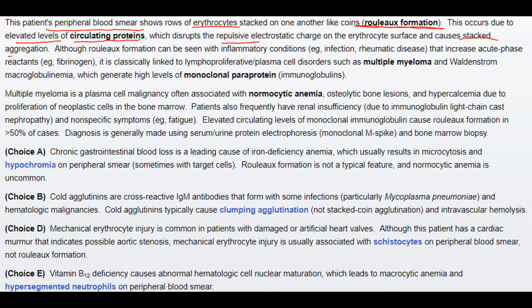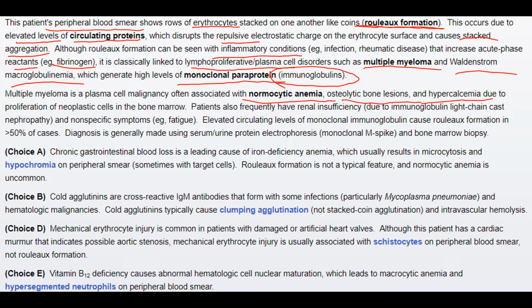and cause stacked aggregation. Although rouleaux formation can be seen with inflammatory conditions, for example infection and rheumatic disease that increase acute phase reactants, for example fibrinogen, it is classically linked to lymphoproliferative or plasma cell disorders such as multiple myeloma and Waldenstrom macroglobulinemia, which generate high levels of monoclonal paraprotein that are immunoglobulins. Multiple myeloma is a plasma cell malignancy often associated with normocytic anemia, osteolytic bone lesions, and hypercalcemia due to proliferation of neoplastic cells in the bone marrow.